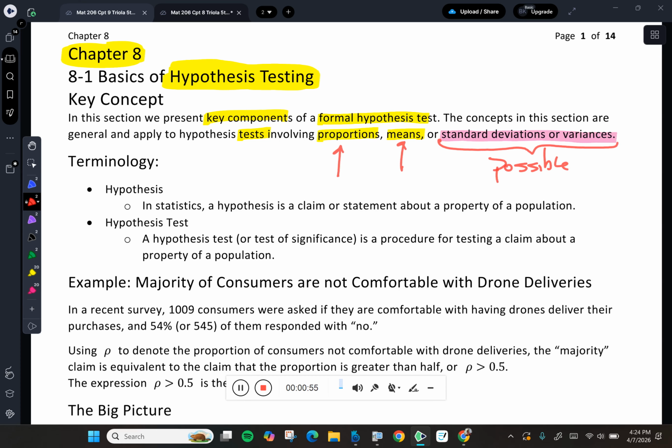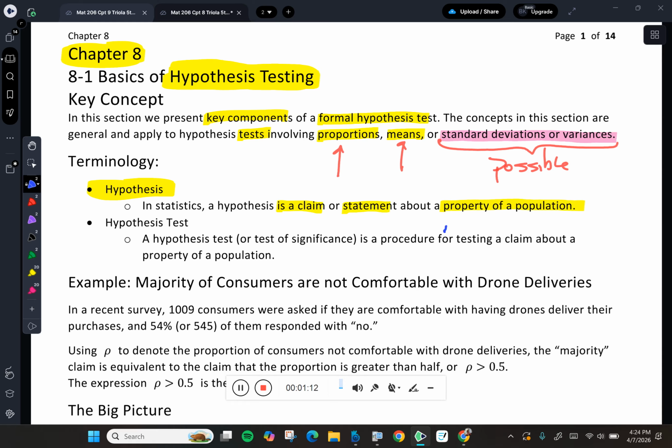All right, so let's take a look at some terminology we're going to be using. We're going to be using this word right here, a hypothesis. So what does a hypothesis mean? Well, in statistics, the hypothesis is a claim or a statement made about a property of a population.